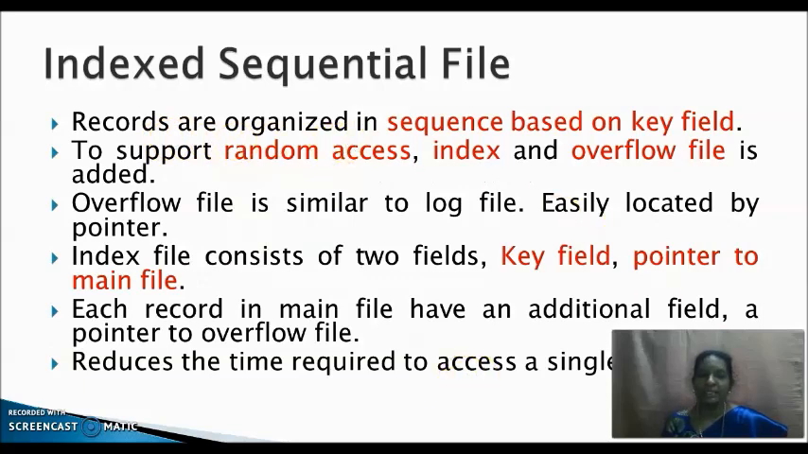Records are organized in sequence based on the key field, and it supports random access by using index and overflow file. Overflow file is similar to our log file. It is easily located by the pointer. Index file consists of two fields: one is key field and a pointer to the main file. Each record in the main file has an additional field, a pointer to the overflow file. It reduces the time required to access a single record.